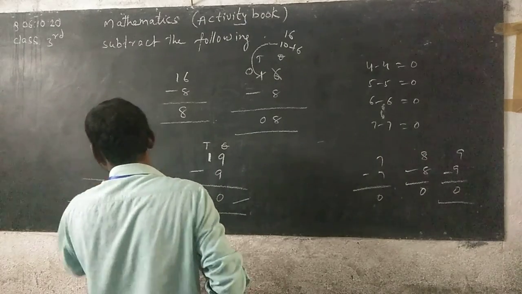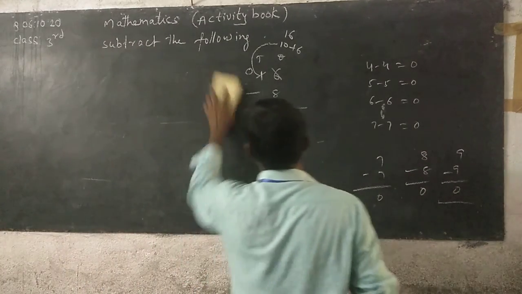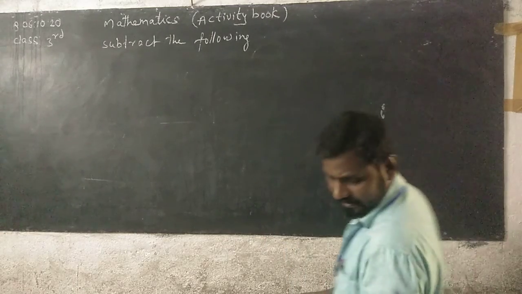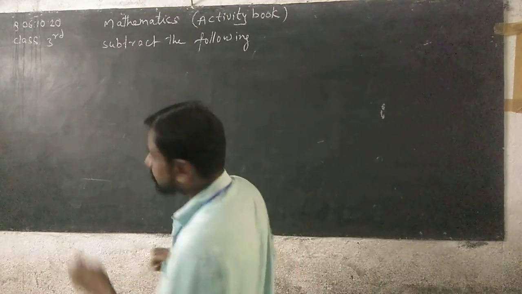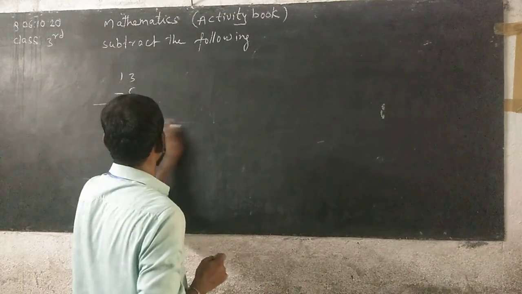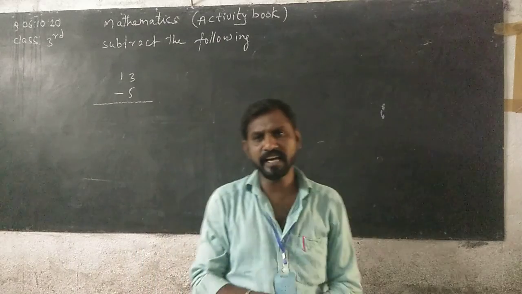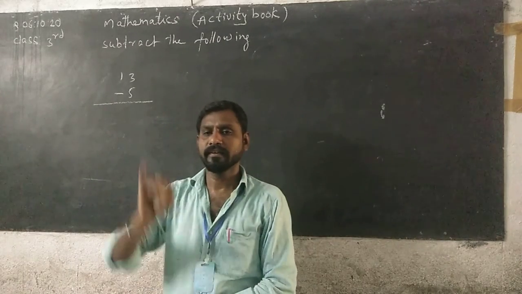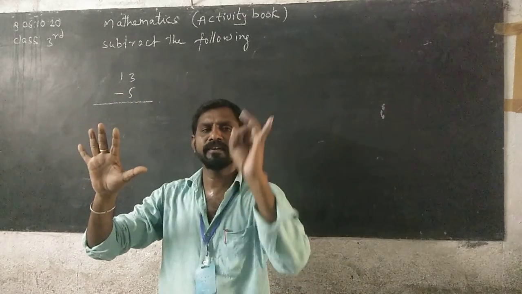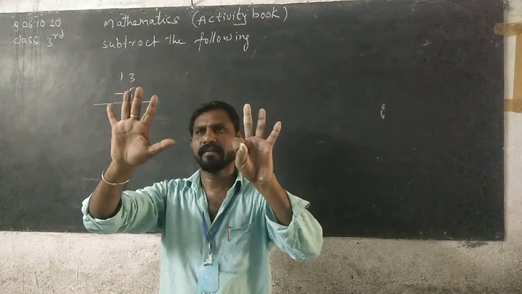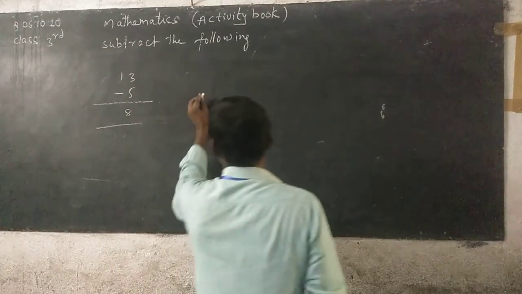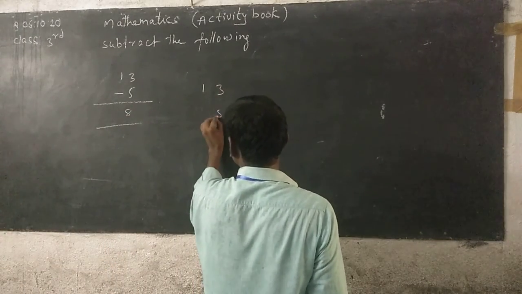Listen carefully in two methods. See here, 13 minus 5. Actually, you can do it directly, means you can count 5 after up to 13: 5 after 6, 7, 8, 9, 10, 11, 12, 13. 5 plus 3, 8. So you can do another method. See here, 13 minus 5.